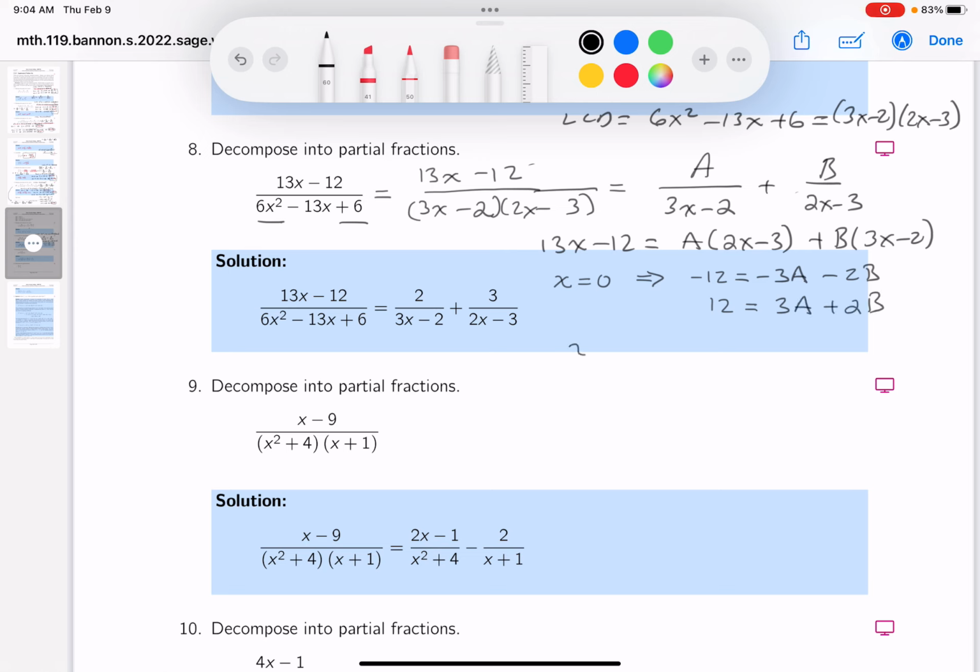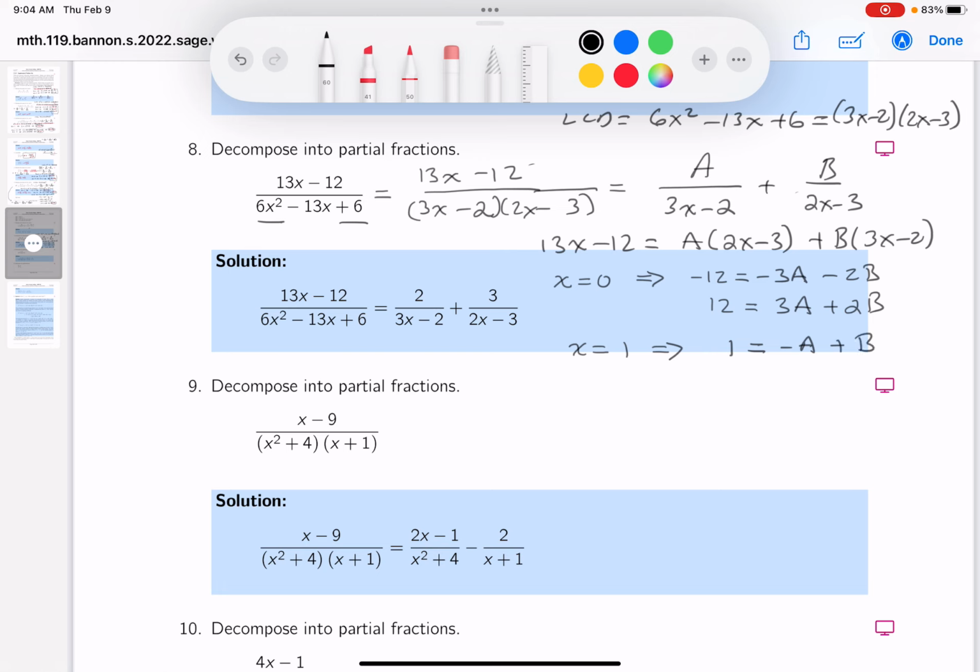I'm going to pick another easy number, and I'm going to pick 1. And what do you get on the left side? You would get 13 minus 12, which is 1. On the right side, you would get 2 minus 3, which is minus 1, so you get minus A. And then you're going to get 3 minus 2, which is just 1. You'll get plus B now.